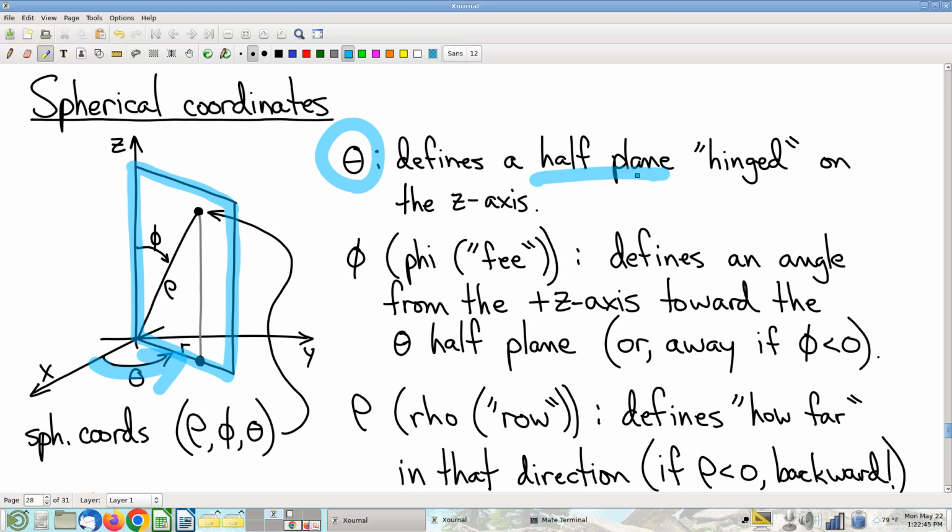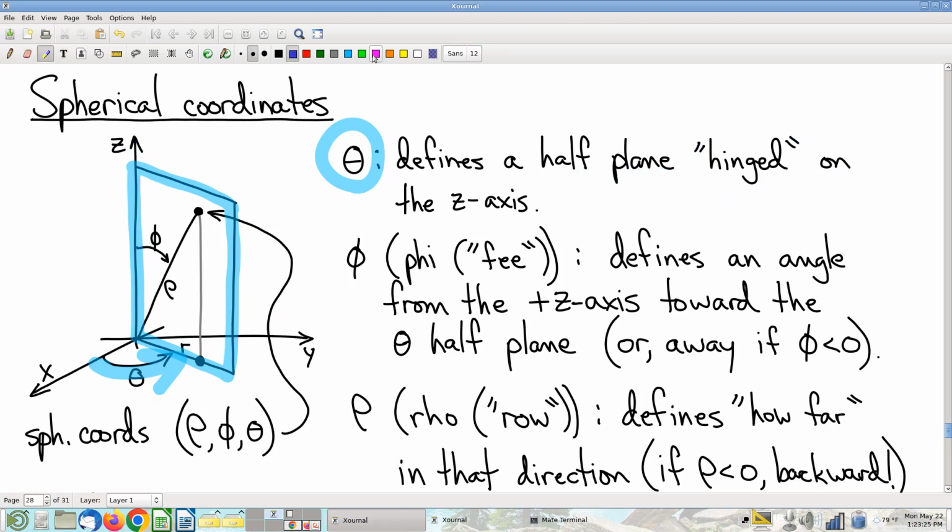And I like to call this, just a lingo thing for me, hinged on the z-axis, because you could imagine if this were a door, as theta increases, this door, if you will, kind of swings around counterclockwise, and the hinges of this hypothetical door are on the z-axis. It's just a metaphor, and lingo motivated by the metaphor, but I find that satisfying. Everybody on board? Okay. Cool. So that's what theta is.